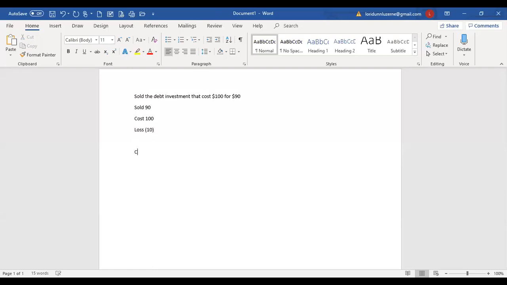So in this case, they'll debit cash for $90. They'll debit loss on sale for $10. And loss on sale is like an expense, but it's reported on our income statement and it decreases net income. Gain increases, loss decreases, and then we would credit debt investment for the original cost.